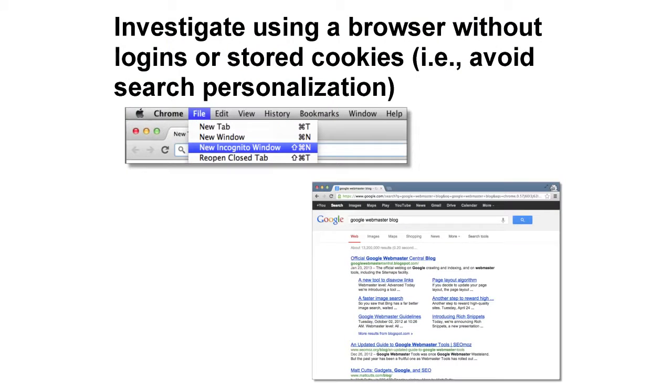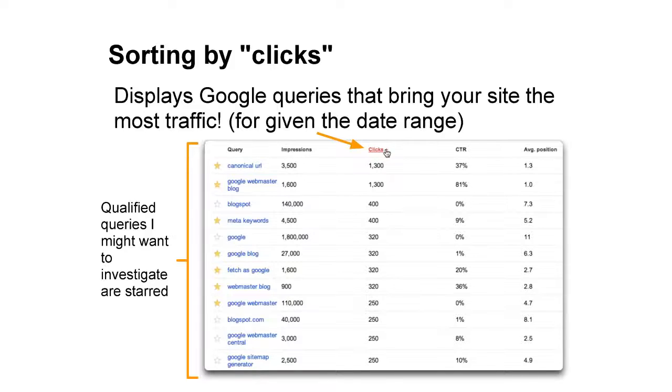As you investigate individual queries, it's often helpful to use an incognito window or a browser without stored cookies, or where you're not logged into Google, so that personalization doesn't affect your results. Going back to the main search queries page, one of the first things I do is sort by clicks rather than by the default sorting of impressions. This is because impressions, while extremely valuable, can initially blur the real picture of my site, since they can refer to both qualified and unqualified queries.